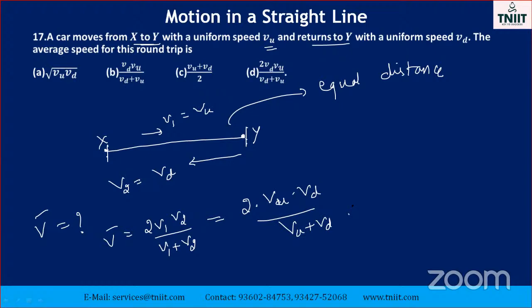So which is the right option? Option D. So please be careful, students. Without solving the problem, you can tell option D is the right answer. Reason: the body is covering equal distances, right? Because it returns to the same point. When it returns to the same point, distances are equal. So keep it in mind, when distances are equal, the average speed is given by 2 V1 V2 by V1 plus V2. So definitely you can go with option D. So 2 times V1 V2 divided by V1 plus V2.